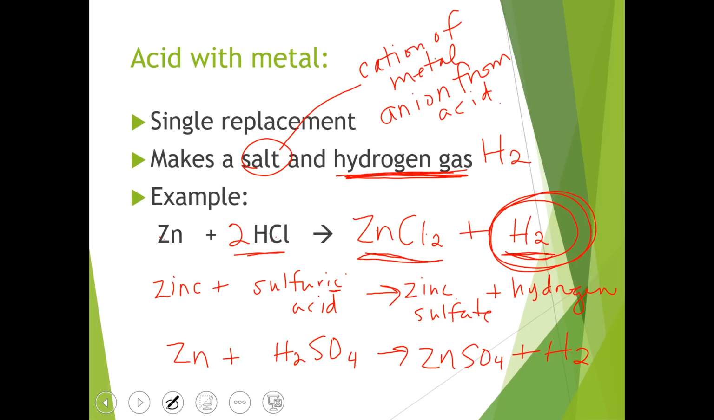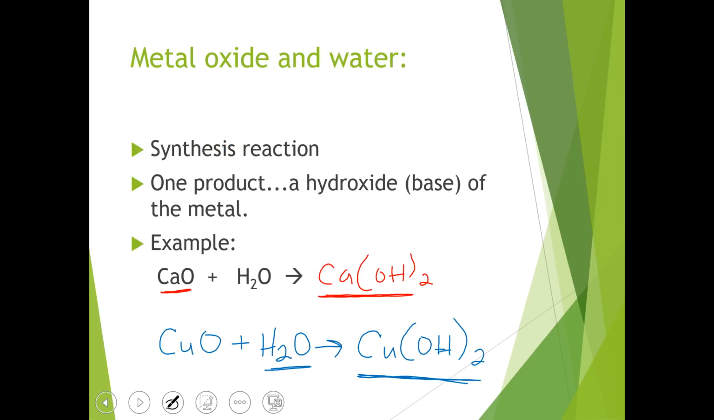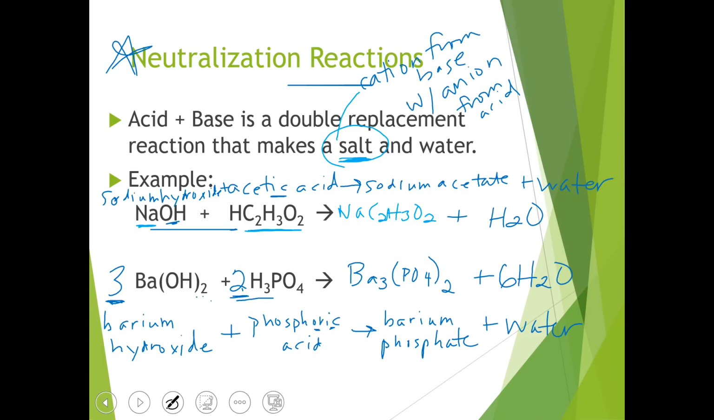If you have a metal with an acid, you always get a salt and hydrogen. If you have a carbonate or a bicarbonate with an acid, you always get a salt, water, and carbon dioxide. If you have a metal oxide and water, you always get the metal hydroxide base. If you have a non-metal oxide and water, you always get an acid. And then if you have an acid and a base together, you will always get one product is a salt and the other one is water.